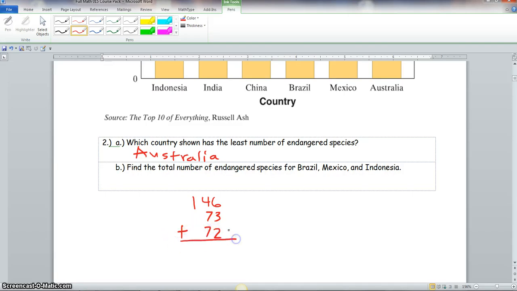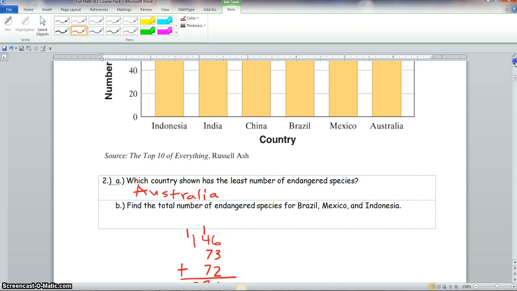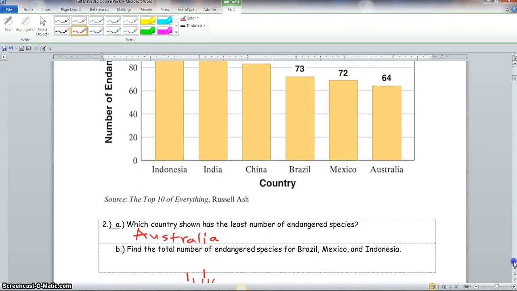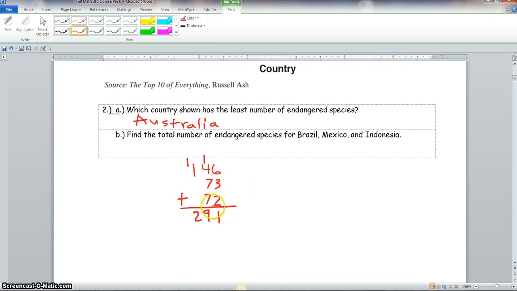And we add all of these together. 6 and 3 is 9, plus 2 is 11. We carry our 1. 1 plus 4 is 5, plus 7 is 12, plus 7 is 19. Carry your 1. 1 plus 1 is 2. So it's 291. Well, let's make sure. Okay, so it's the exact number. It's 291. And that is your final answer.